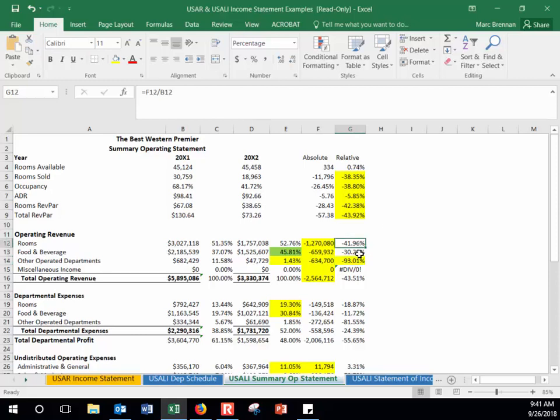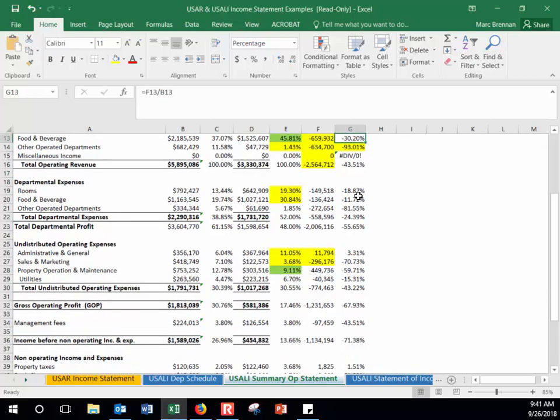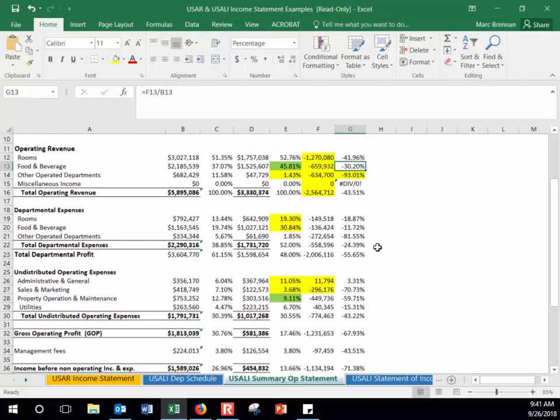A lot of it's going to be rooms, as we already saw. Okay, food and beverage didn't go down as much as our overall, but it also went down. So there's not really anything good here. Let's look at some big numbers here. Now, 18% decrease. We're going to say, yeah, this is awesome. This is great. It didn't go down as quickly as revenue.